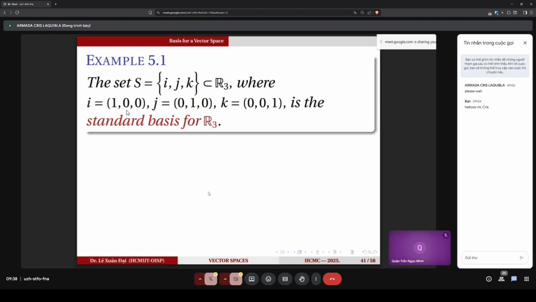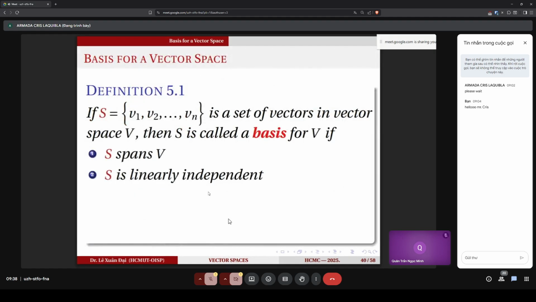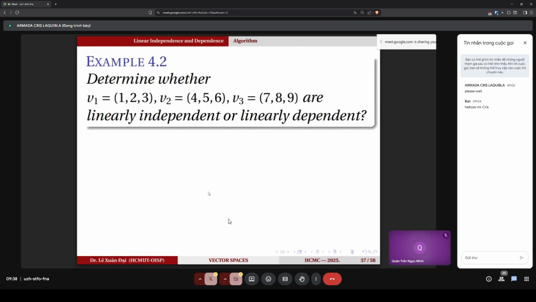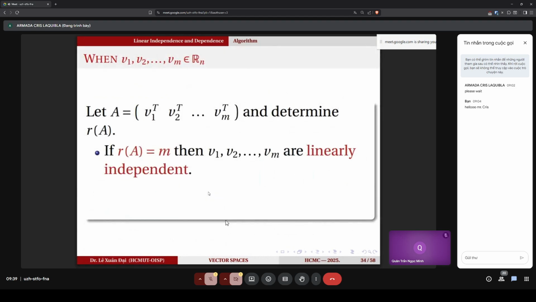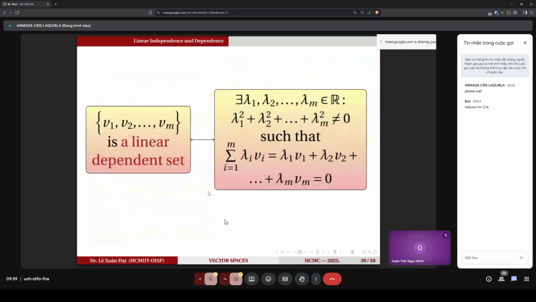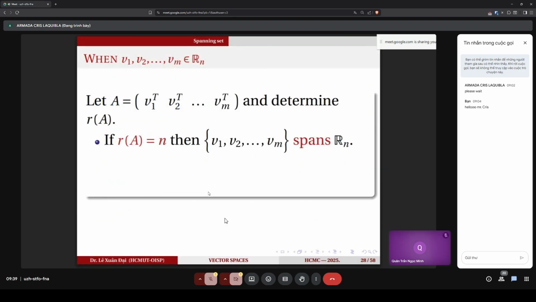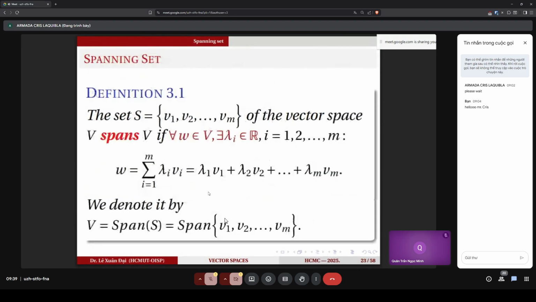Because when you have those vectors and you multiply any element in R3, for example x1, x2, x3, you can express it like this. You multiply x1 here, and then x2 here, and then x3 in this one. By the way, class, if this is the standard basis for R3, the standard basis for R2 is this. Wait, I will go back. For R2 it is this one.